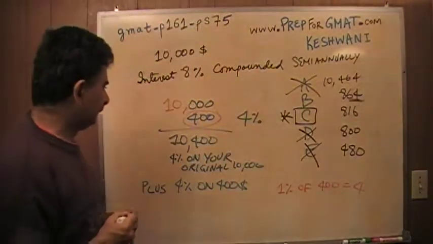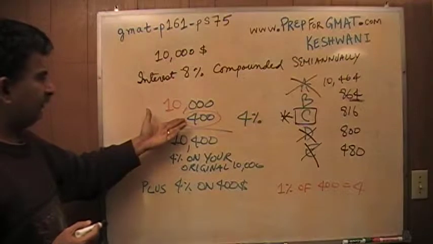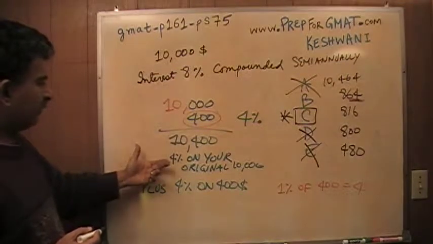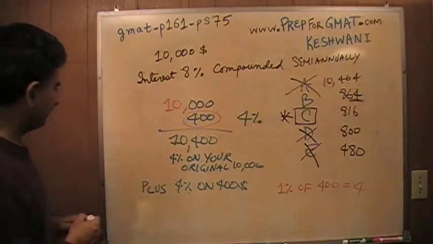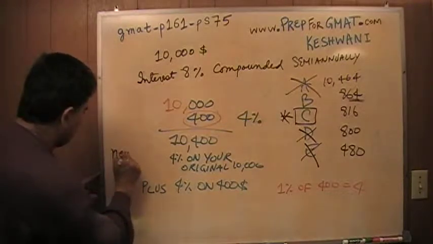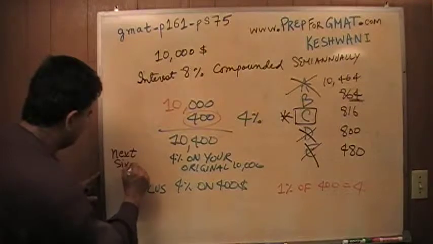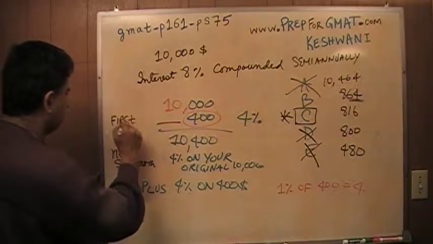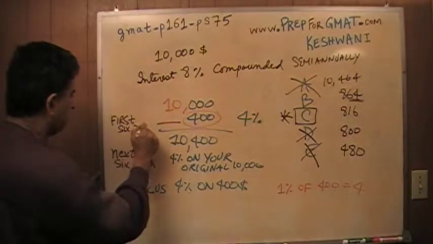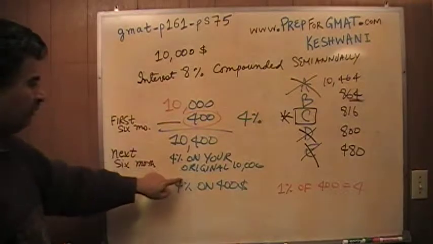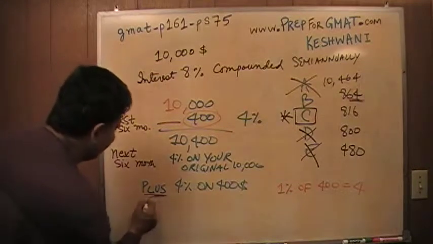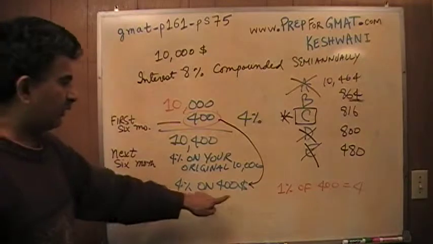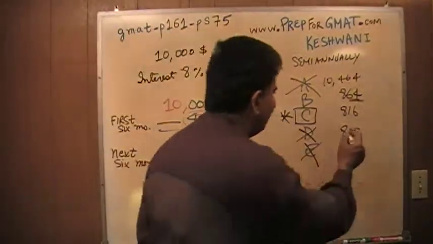That's all. Your $10,000, then the $400 that you earn in the first 6 months, that makes it 10,400. Then you earn 4% for the next 6 months. This is the next 6 months. This is the first 6 months. On the next 6 months, you earn 4% on your original $10,000 plus the 4% on the $400 interest that you earned. 4% of 400, as I explained, is $16. That's the $16 right there.